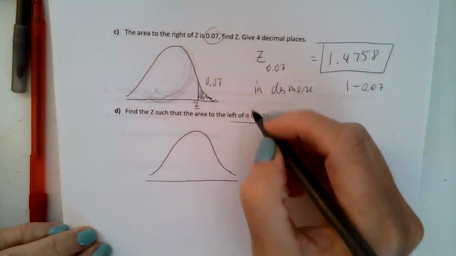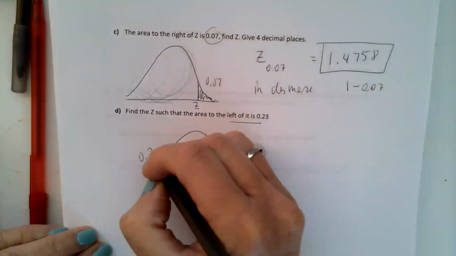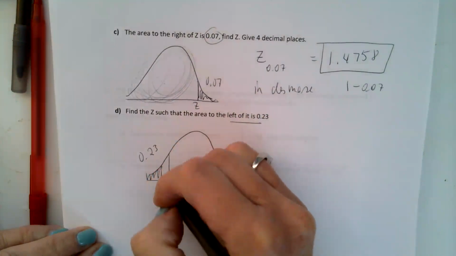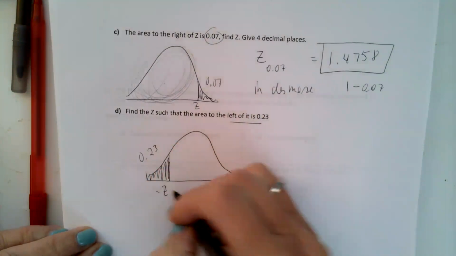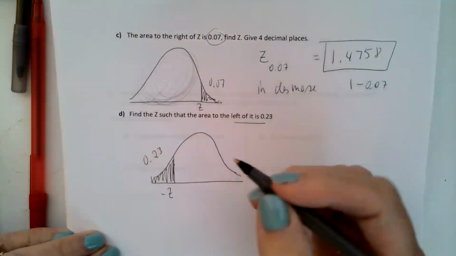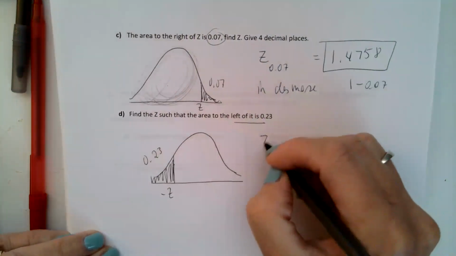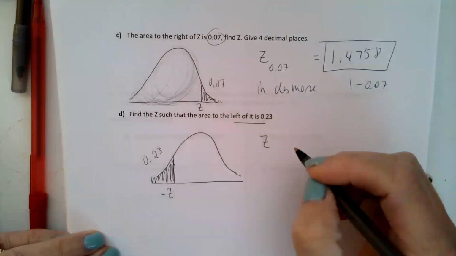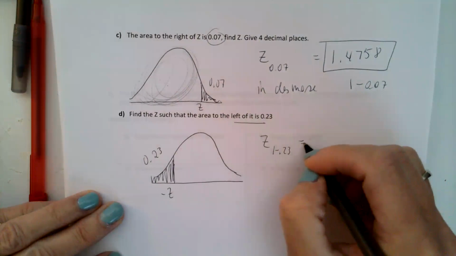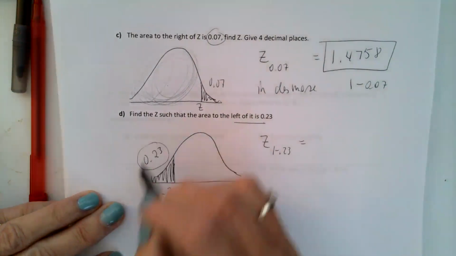So we're looking for the area to the left is 0.23. So it's somewhere maybe right around in here. And so this is going to be a negative Z. And the cool thing is we have the left area, and that's what Desmos likes. So we're finding a Z such that the area to the right is 1 minus 0.23. But that's okay, because this is what we're going to enter into Desmos.